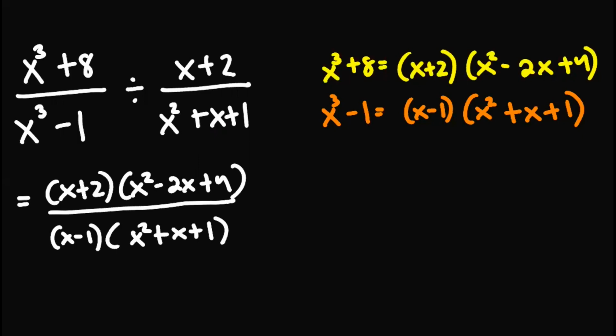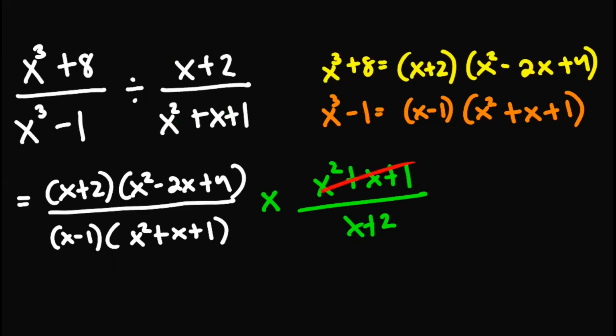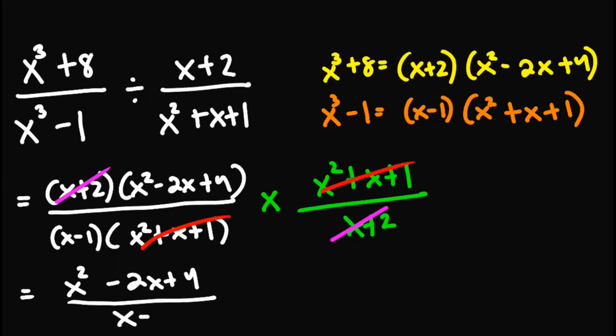Then, since this is division, what we do is we convert it to multiplication and get the reciprocal of this one. So we'll have here x squared plus x plus 1 all over x plus 2. And from here, we can now cancel out some similar terms, which is this one and this one. So we are left with x squared minus 2x plus 4 all over x minus 1.